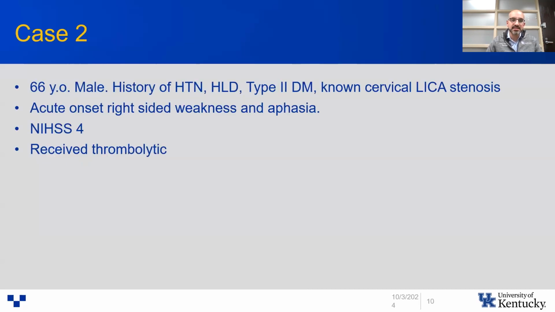The next case is a 66-year-old male. Again, plenty of vascular risk factors, has a history of known cervical left ICA stenosis, presented with acute onset right-sided weakness and speech difficulty, came in as a stroke alert to our emergency department with an NIH stroke scale of 4. Since he presented within the treatment window, he received a thrombolytic.